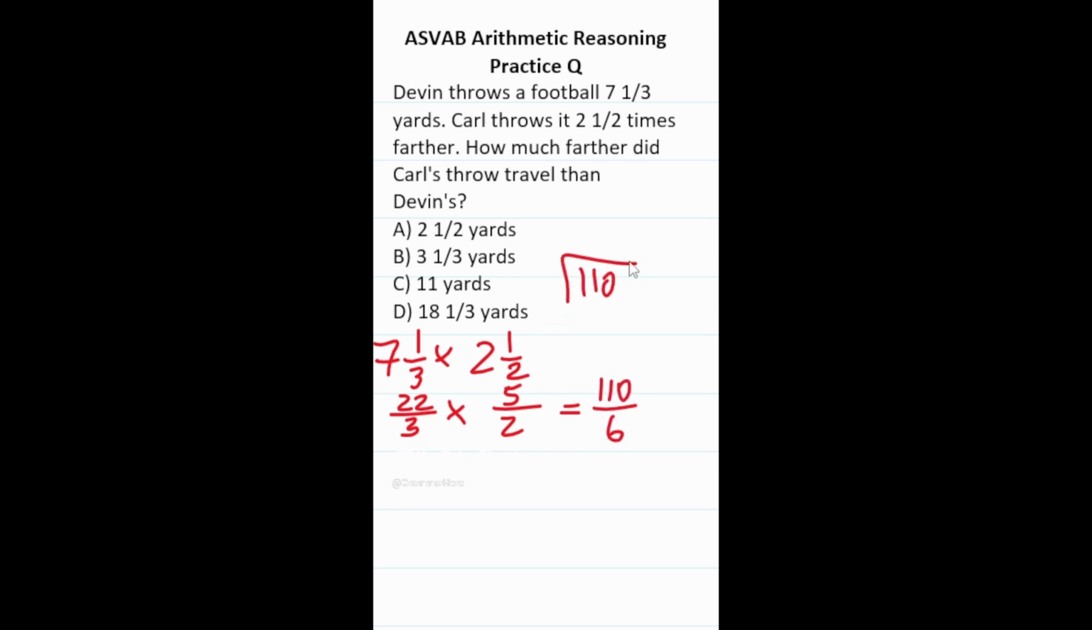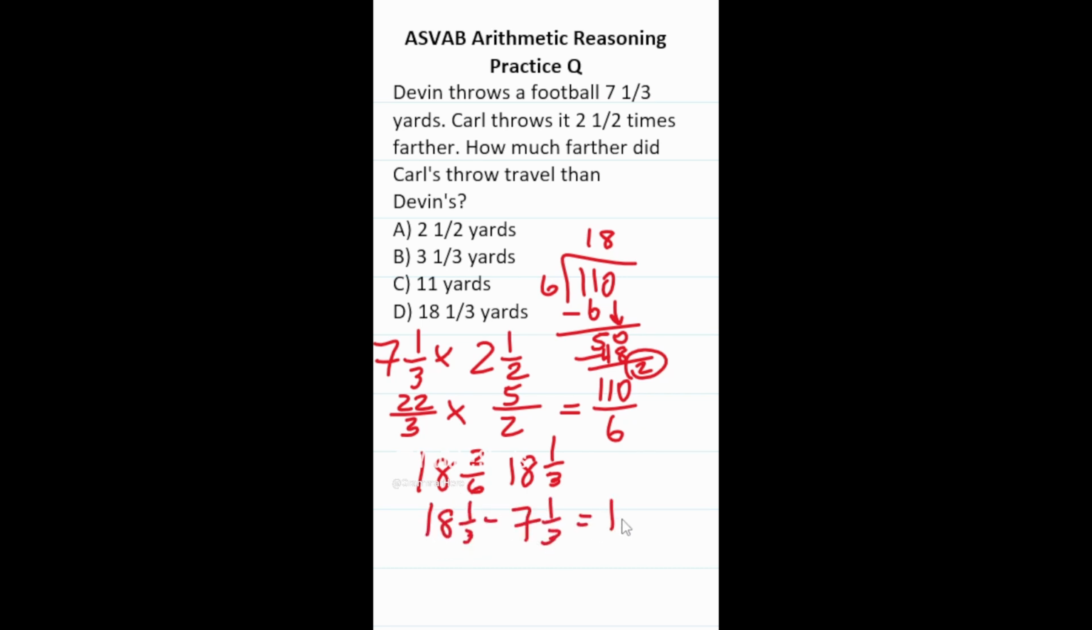We're going to do that via long division. 6 goes into 11 one time without going over. 11 minus 6 is 5. Drop down this 0. 6 goes into 50 8 times without going over, given that 6 times 8 is 48. So we have a remainder of 2 here. So this becomes 18 and 2 sixths, which is the same thing as 18 and 1/3. Let's do the subtraction to get our answer. 18 and 1/3 minus 7 and 1/3 is 11. So he throws the ball C, 11 yards farther.